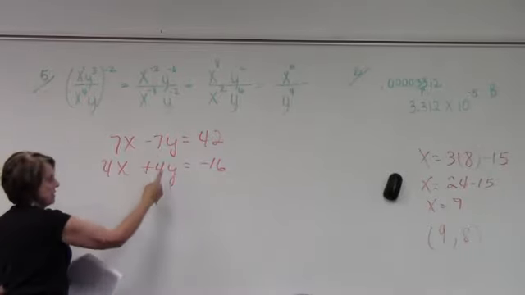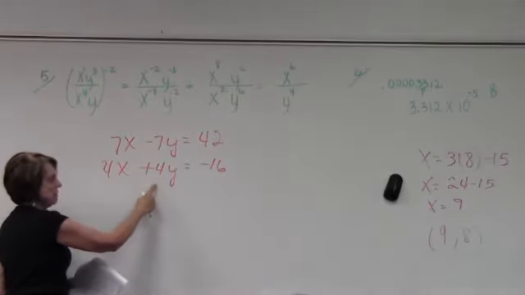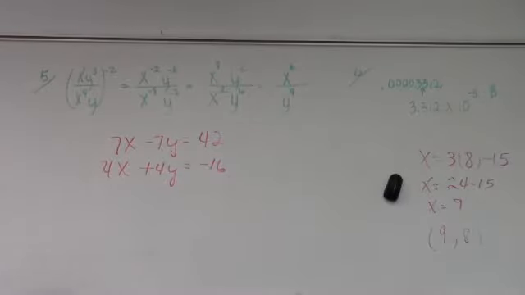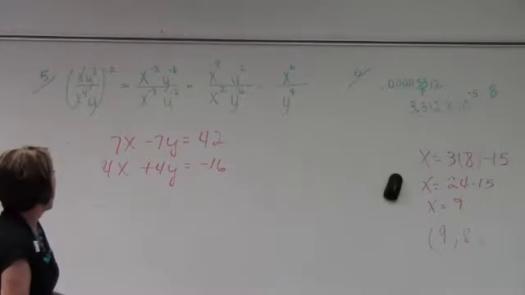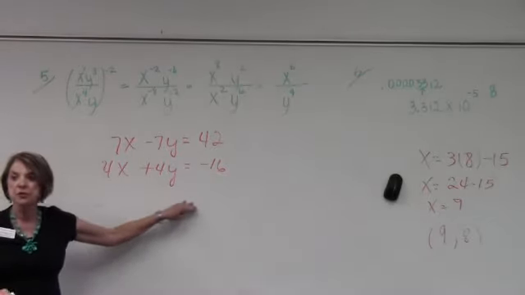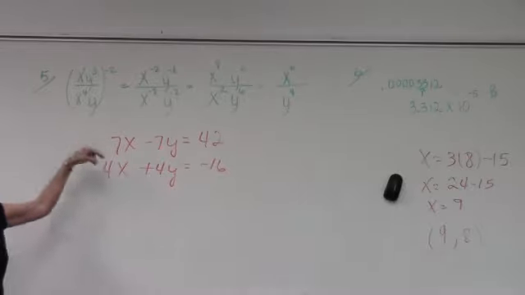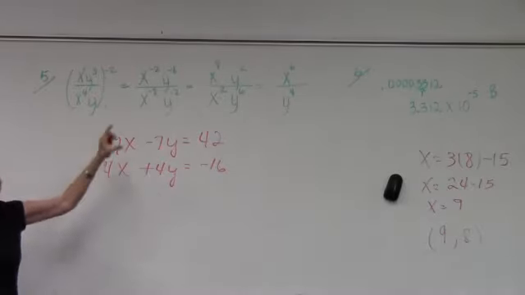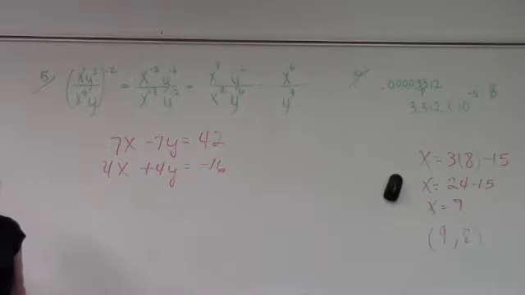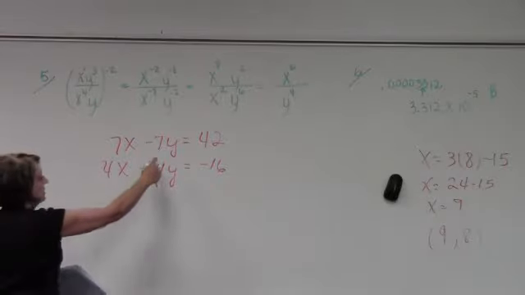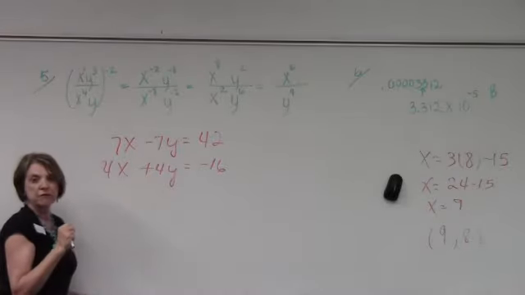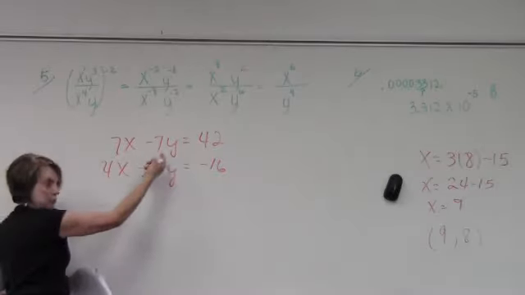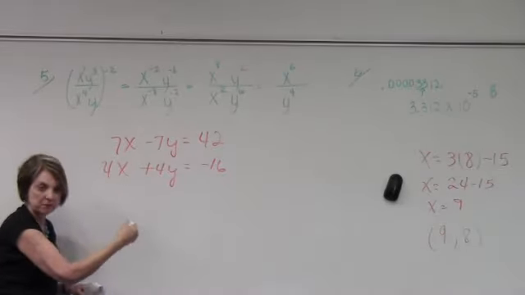I see this one's a negative 7y, this one's a positive 4y, so I would probably decide to get rid of my y's. Doesn't matter, you can get rid of your x's or your y's. I want to be able to add these so this adds up to 0y. This is a little bit harder one because 7 is not a multiple of 4. So I'm going to have to change both of these. What am I talking about changing? Multiply. What's the least common multiple of 7 and 4? 28. So I want one of them to be a negative 28 and the other one a positive.